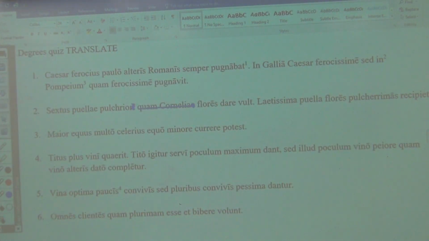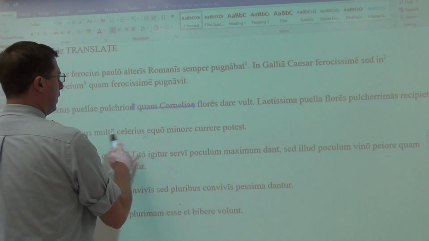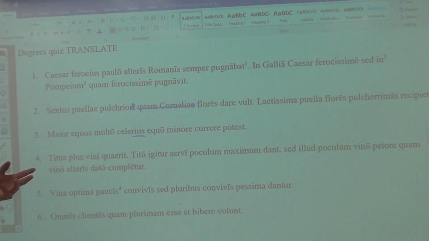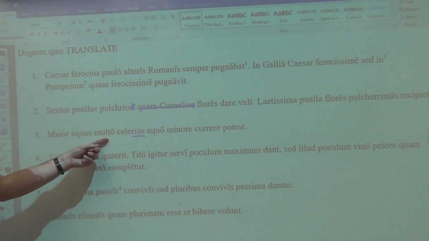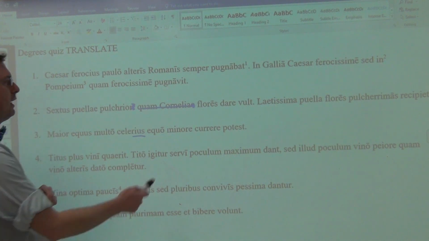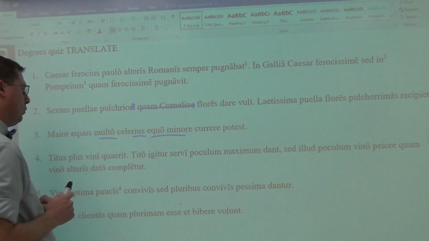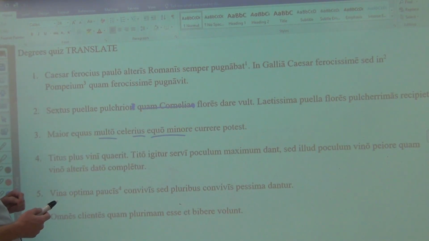Number 3, a maior equus. So magnus would be big, maior is bigger. So a larger horse is able to run, that is not an adjective modifying something neuter, but now the comparative adverb, more quickly by much. The idiom would be much more quickly than a smaller horse. And of course, this is your ablative of comparison. This is the degree of difference, that's the comparison, both ablative.